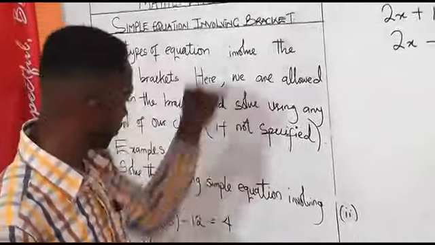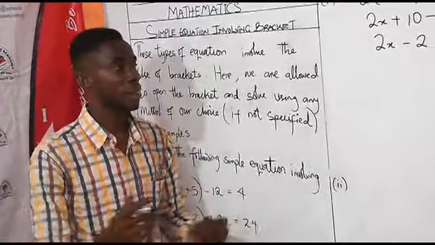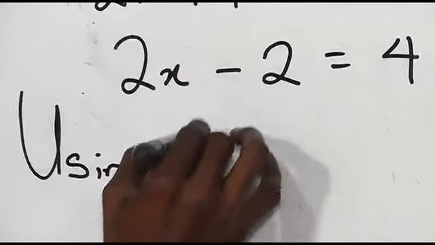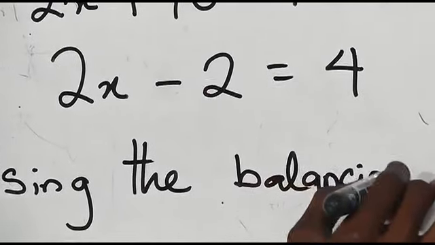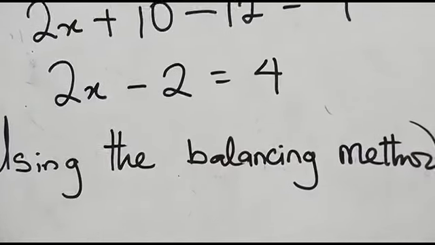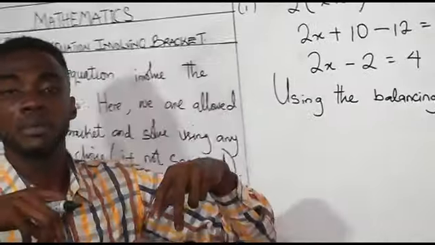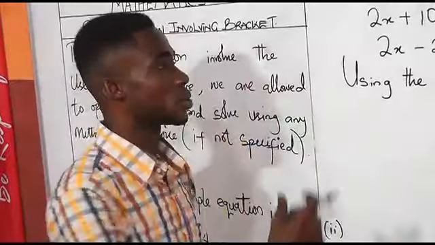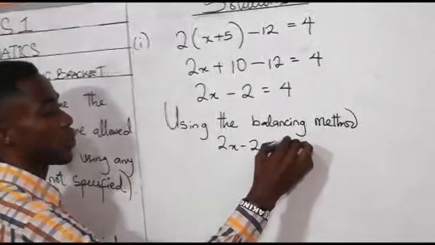So now, for this very question, for the first question, I'm going to use the balancing method. Please do not forget, we said the balancing method involves you doing the same operation on both sides of the given equation. So in that case now, we have 2x minus 2 is equals to 4.